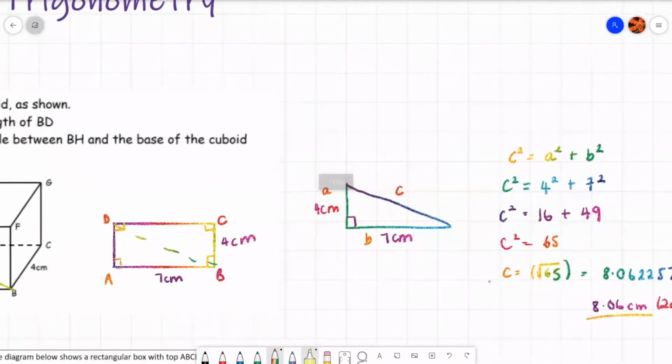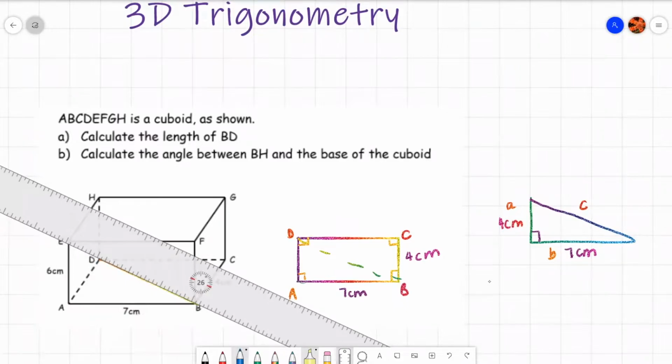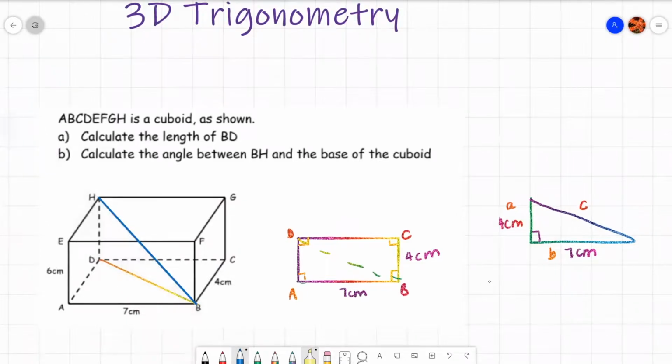Right, so the next part says calculate the angle between BH and the base of the cuboid. So first you've got to identify BH. Get a different color pen. B to H is this one here. And the base is the bottom, so it's this angle. And you can see that you will be needing the line BD in this question. So they've helped you out by asking you to work out BD.